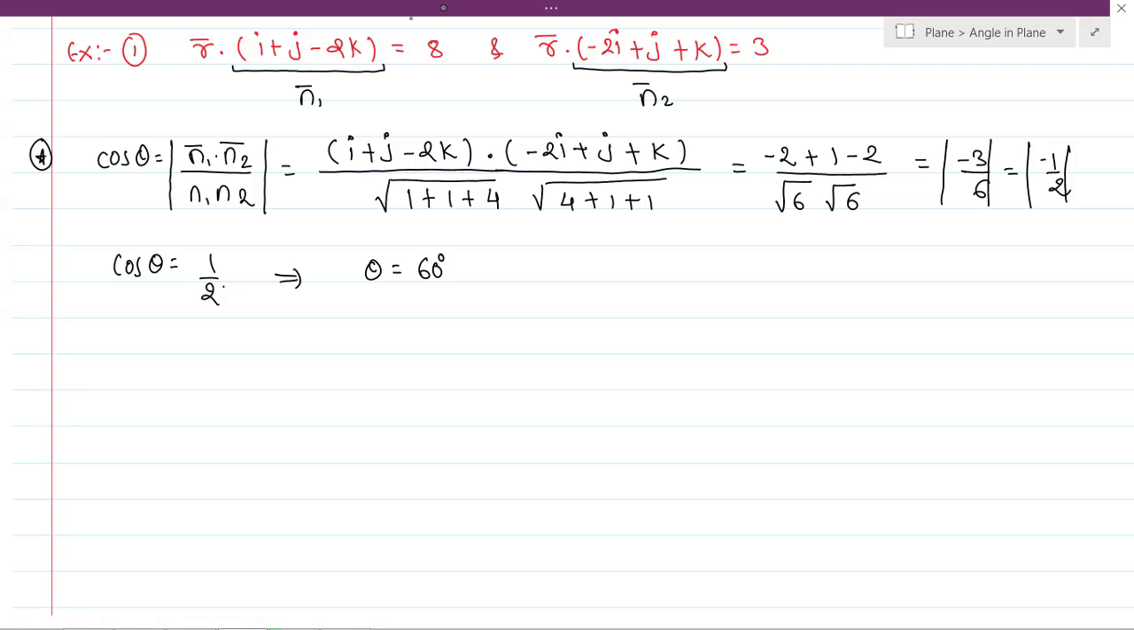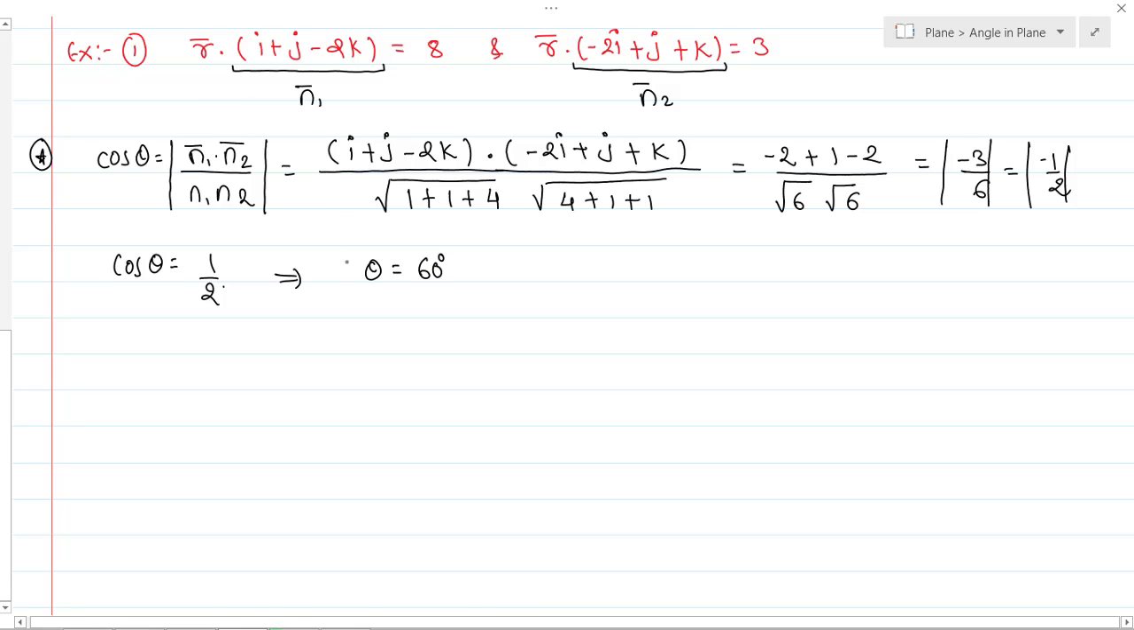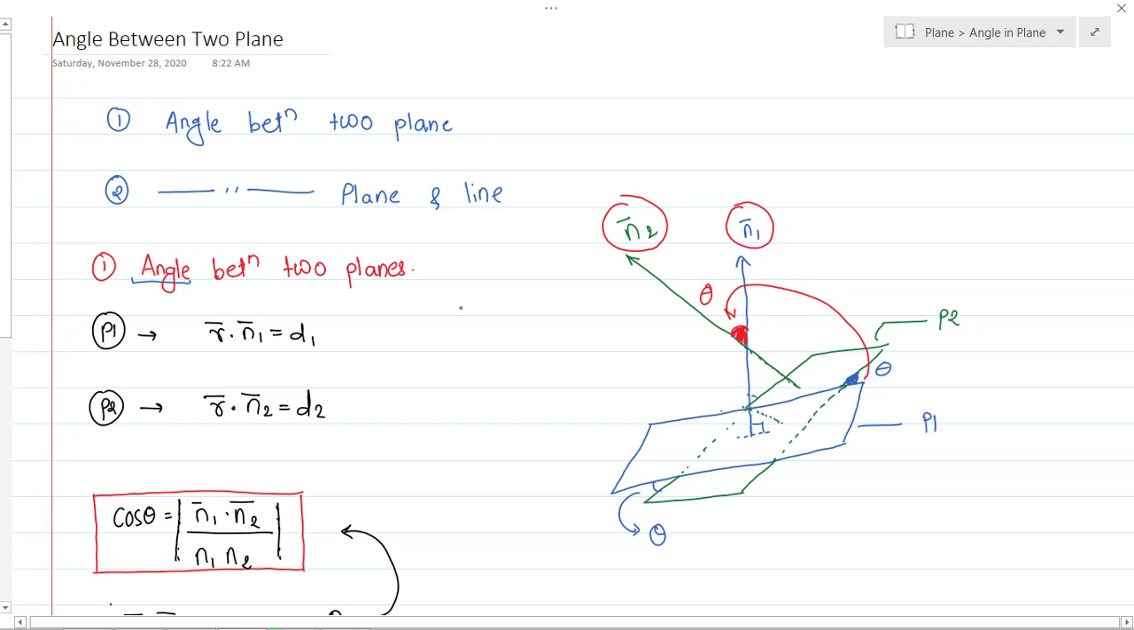So what is the angle between the two planes? It is nothing but 60 degrees. This is the final answer. Isn't it so simple? Perfect. With the same note, now let's find the angle between a plane and a line. This part we have done. So the answer will be cos theta is equal to mod of n1 bar dot n2 bar upon n1 n2.